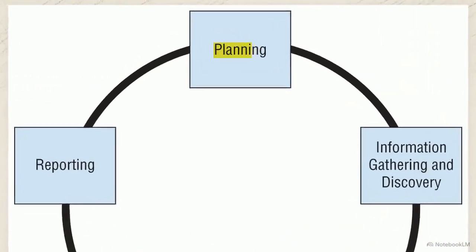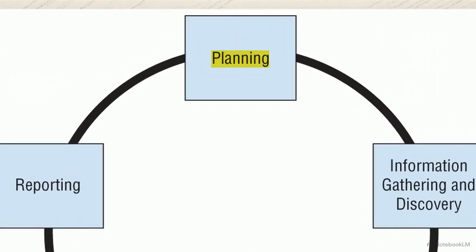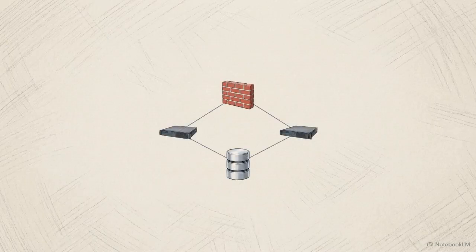The cycle begins with planning. Here, scope, objectives, and legal authorizations are documented, establishing the boundary between an authorized assessment and a cyber attack. Planning determines the tester's level of visibility. A black box test simulates a zero-knowledge threat. The penetration tester operates blindly, receiving no internal routing data, credentials, or architectural maps.